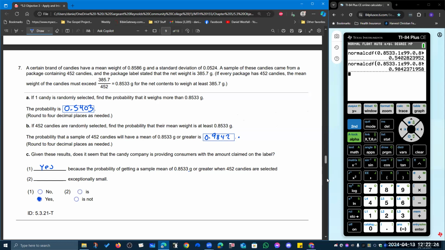Oops, it's not exceptionally small. It's very close to 100%, which is what we want, right? We're saying that there's more than a 98% chance that you get what they advertised or better in the bag. That's really good, actually. So we're gonna stick with that.